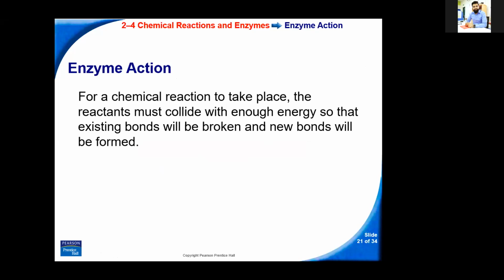They will not react together wirelessly, right? They have to collide with each other, right? With enough energy. And this collision should have enough energy so that existing bonds will be broken and new bonds will be formed. This is the chemical reaction. Again, we have two chemicals. When they collide with each other with enough energy, that would break down the bonds in these two reactants and rearrange the bonds in a different way. This is the product, right?